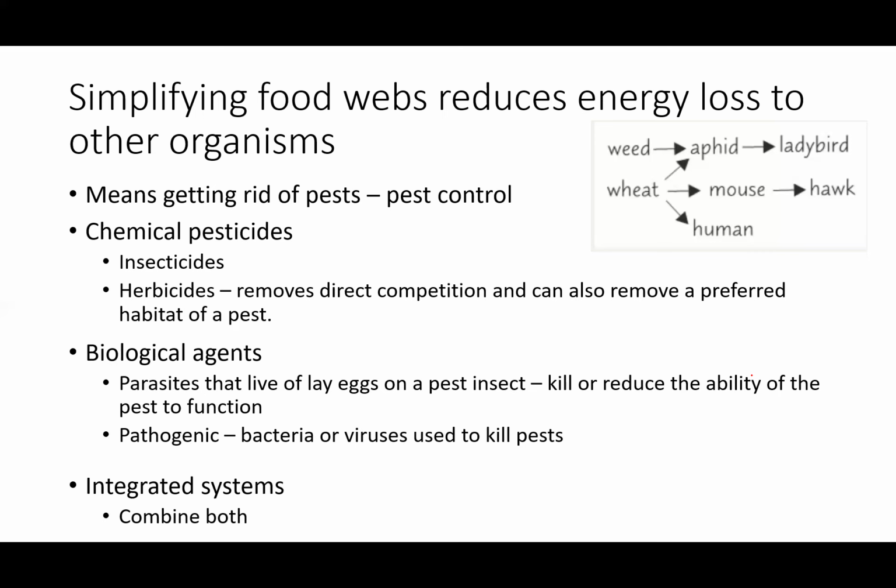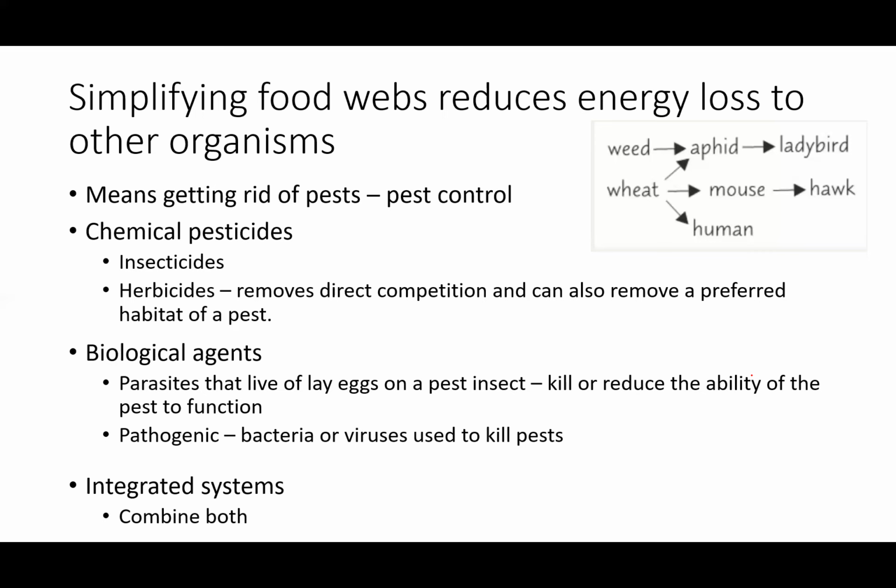Or you can use herbicides. Herbicides kill weeds, which are unwanted plant species. So killing weeds can remove direct competition with the crop for energy from the sun. So the wheat and the weeds, if they're grown in the same location, they can be competing for that energy that's coming from the sun. If we get rid of one of them, so the weeds, because we obviously want the wheat, we can then increase the amount of energy the wheat is getting from the sun.